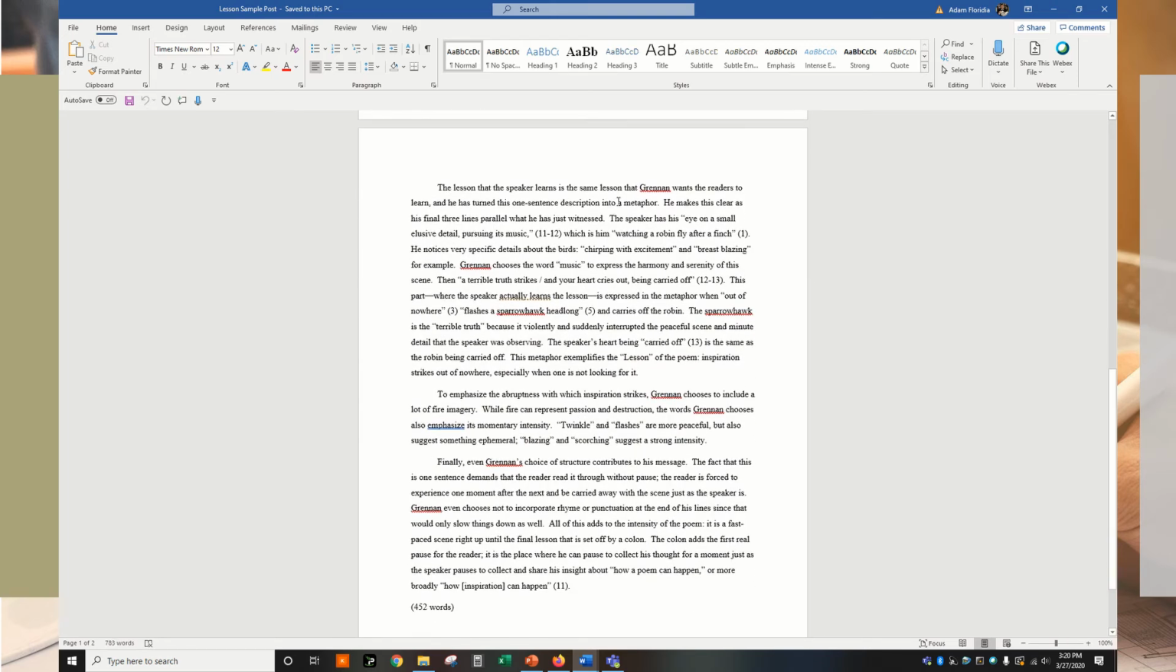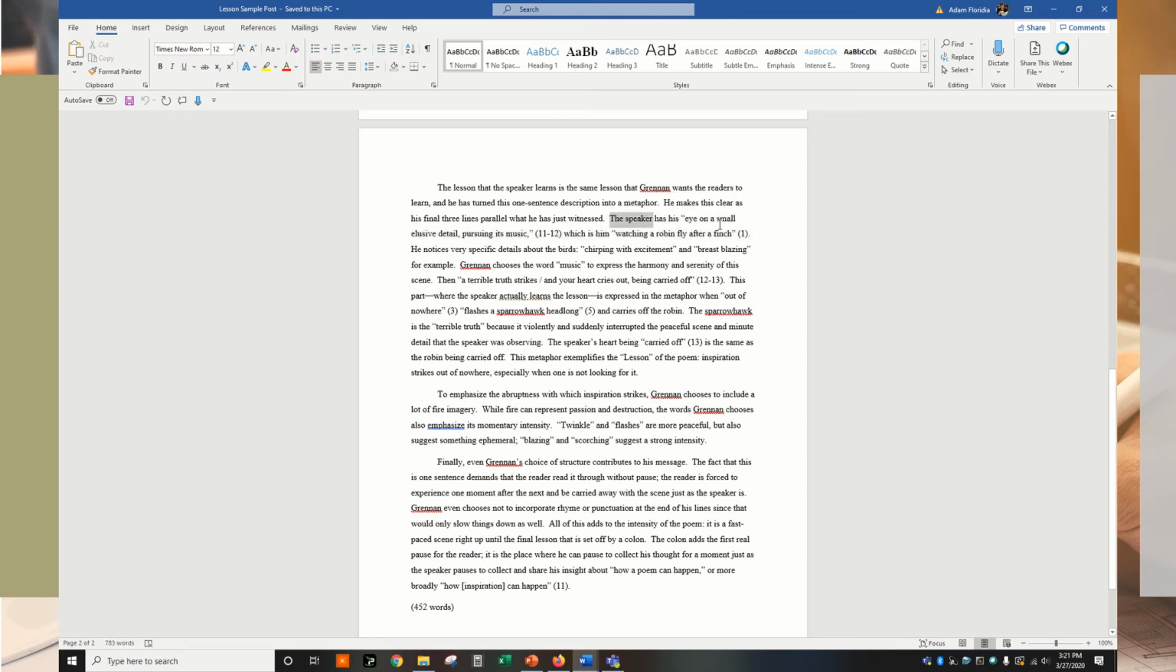The lesson that the speaker learns is the same lesson that Grennan wants the readers to learn, and he has turned this one-sentence description into a metaphor. That's what he did. He makes this clear as his final 3 lines parallel what he has just witnessed. The speaker has his eye on "a small elusive detail pursuing its music," which is him watching a robin fly after a finch. So I told you he makes it a metaphor. I told you I noticed that up above.